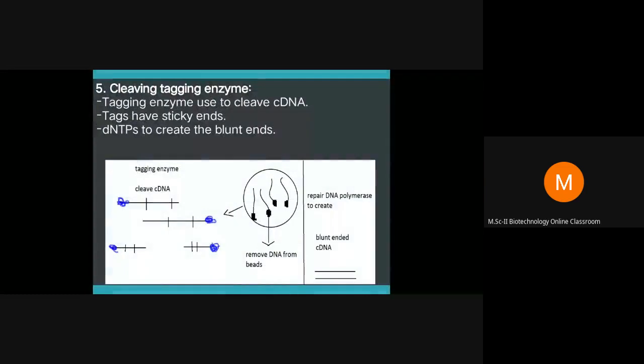Fifth step, cleaving with the tagging enzyme. So the tagging enzyme is used to cleave the cDNA. Usually BsmFI is used. It is a tagging enzyme used to cleave a sequence. This removes the cDNA from the beads to create a short tag fragment of 11 nucleotides long. These tags have sticky ends which are repaired using DNA polymerase Klenow fragment and dNTPs to create the blunt end tags.